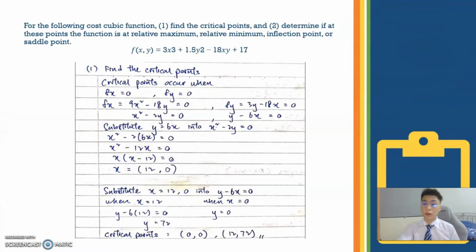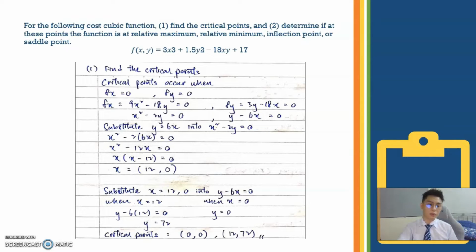For the following cubic cost function, first we must find the critical point, and second determine if at this point the function is at a relative maximum, relative minimum, inflection point, or saddle point. First we have the equation, which is 3x cubed plus 1.5y squared minus 18xy plus 17. To start off, we must find the critical point first, and the critical point occurs when fx equals 0 and fy equals 0. We find that fx equals x squared minus 2y equals 0, and fy is y minus 6x equals 0.